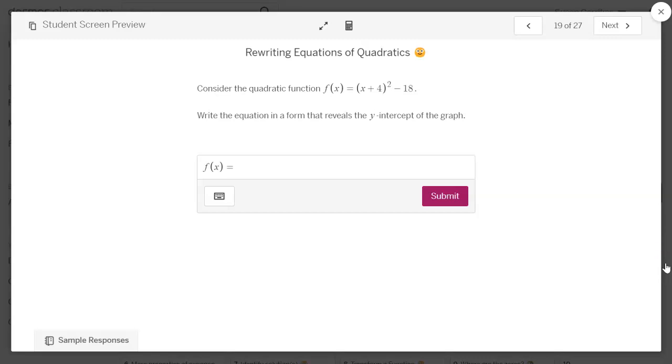Consider this quadratic equation. Write an equation in a form that reveals the y-intercept of the graph. So hopefully they know the name of this form is vertex form.